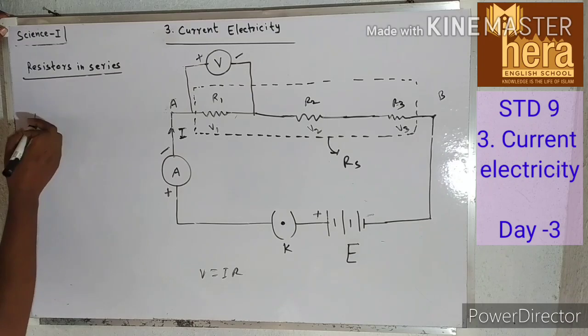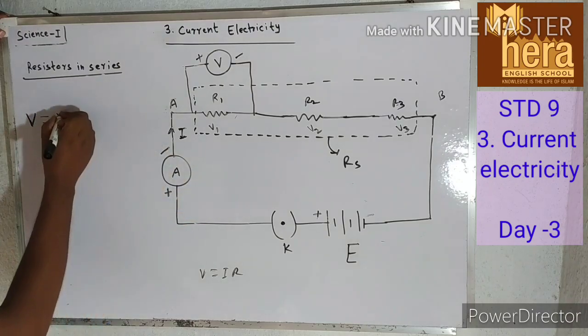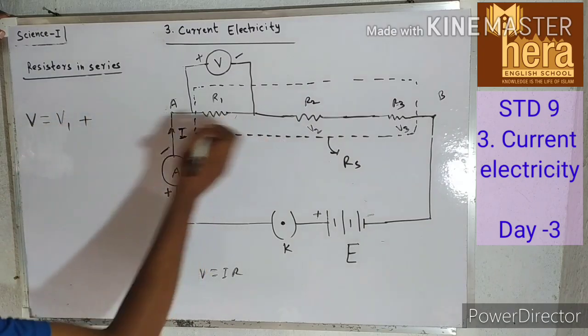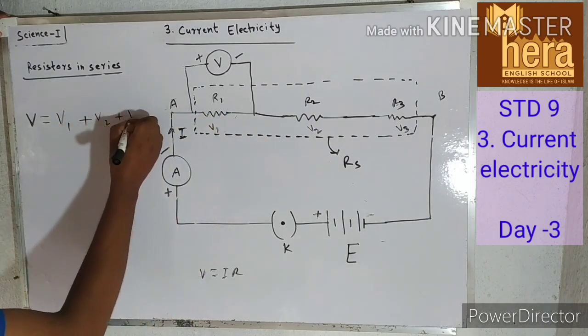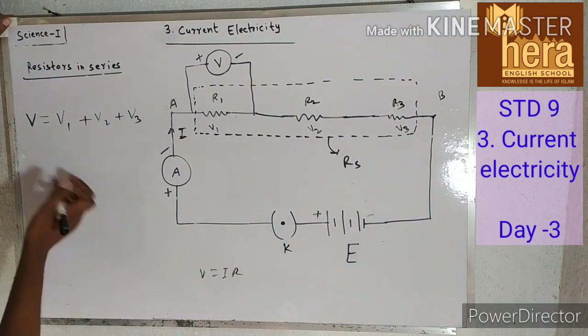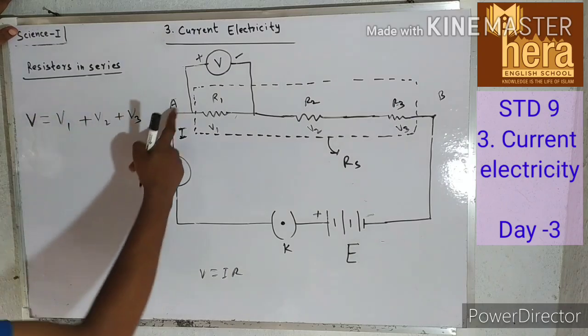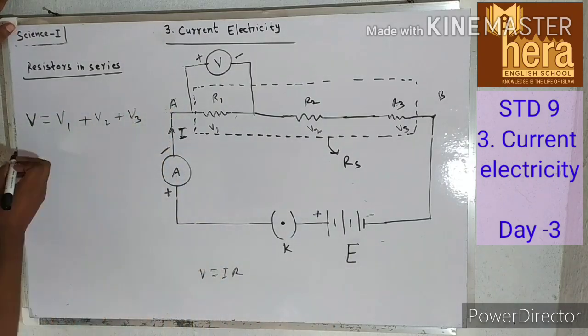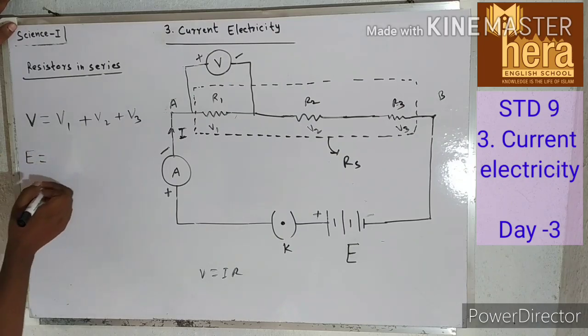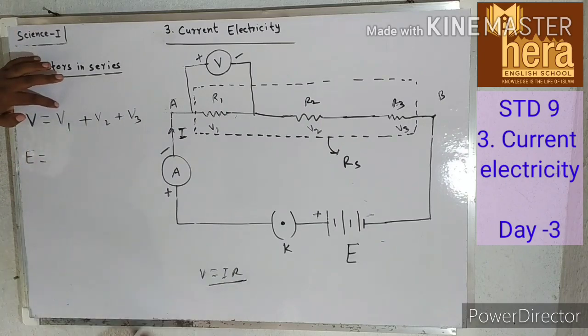So in this case, V is equal to how much? V is equal to V1 plus V2 plus V3, right? V is the total potential difference. Total potential difference is equal to E. So E is equal to V1 plus V2 plus V3. Since V is equal to IR.